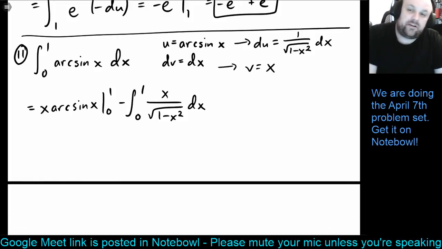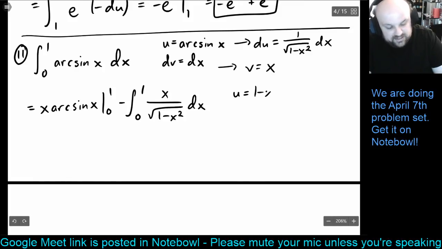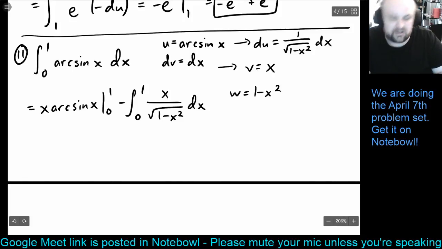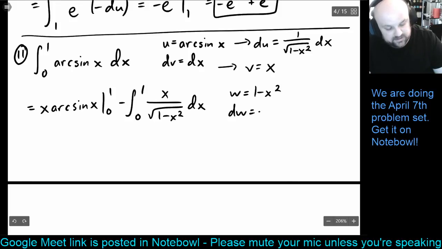All right, and now that we're here, we have to do a u substitution on this integral. All right, so we need to do u is 1 minus x squared. If you want, maybe we should do this. Since I already used u and v here, maybe it couldn't hurt to use w, something different. But, I mean, you can use u again. It doesn't really matter. The dw is going to be minus 2x dx.